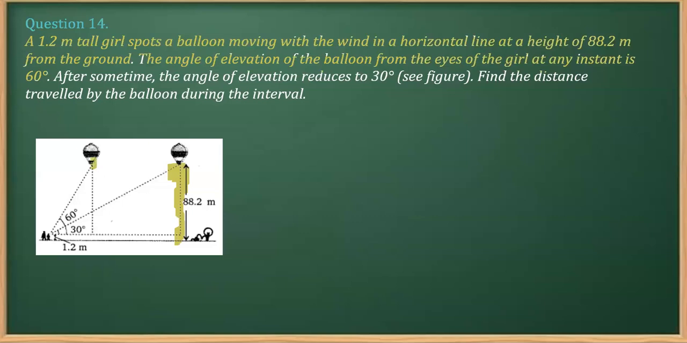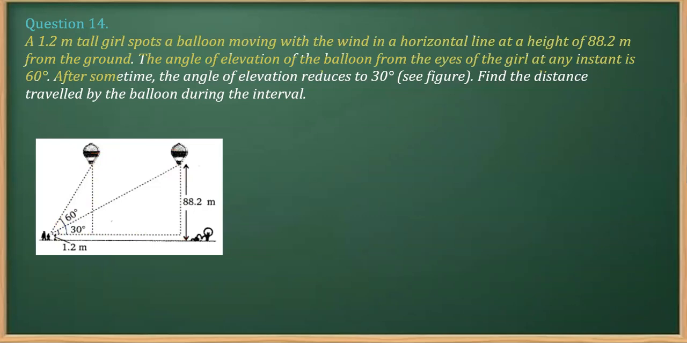That means in the beginning the angle of elevation is 60 degrees, as you can see here. After some time, the balloon is moving in this direction, from this to this position. The angle of elevation now changes to 30 degrees. So this is the new angle of elevation. We have to find the distance traveled by the balloon, that means we have to find this length, or maybe this one.